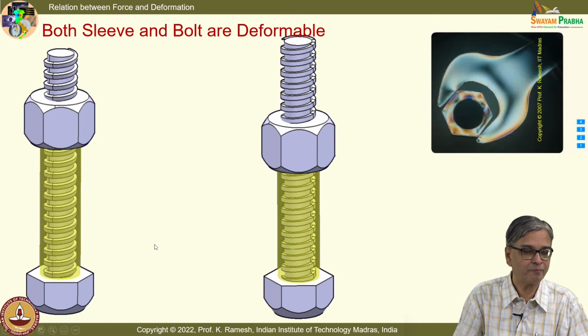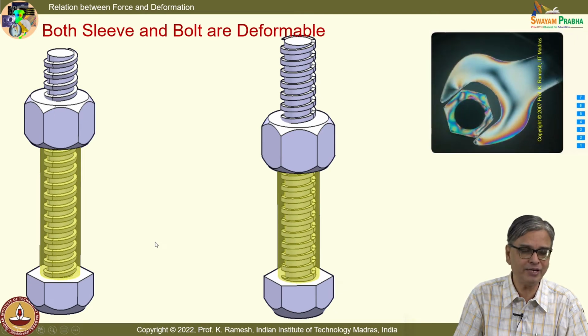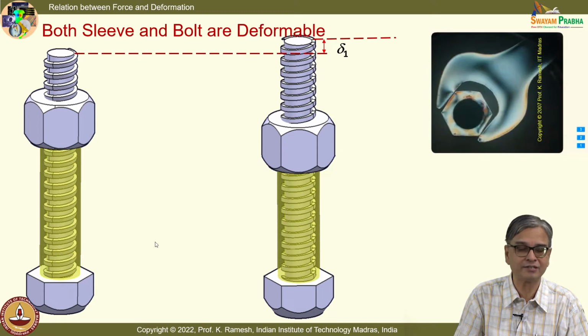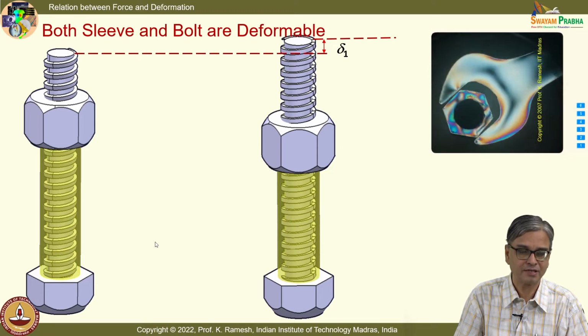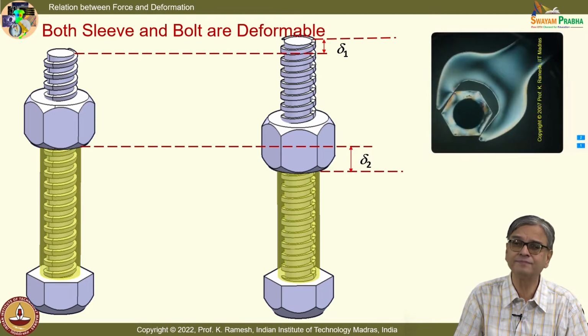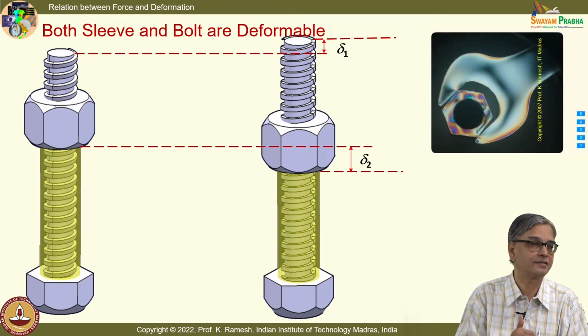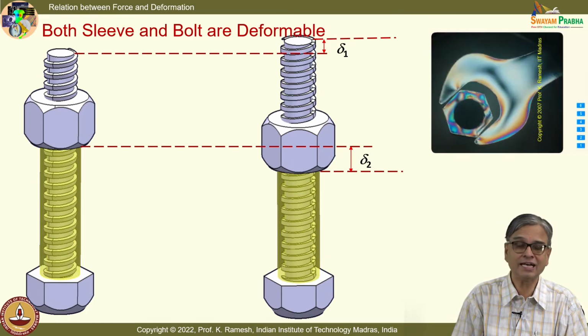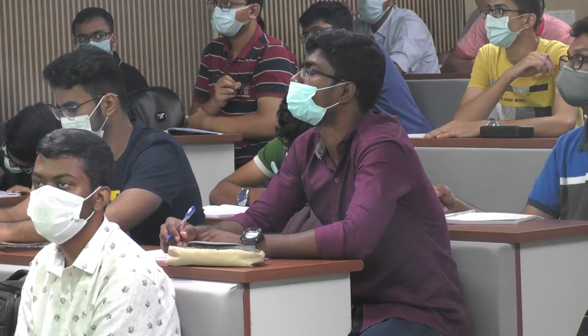So, both sleeve and bolt are deformable. What happens is there is an elongation of the bolt and there is a contraction of the sleeve. What is the compatibility condition now? The nut has moved a distance delta.